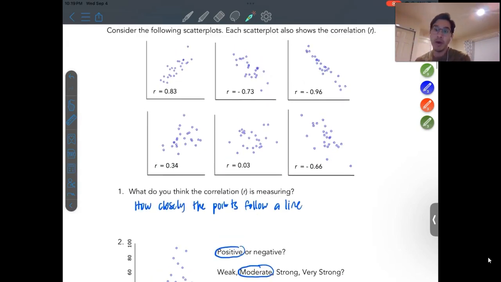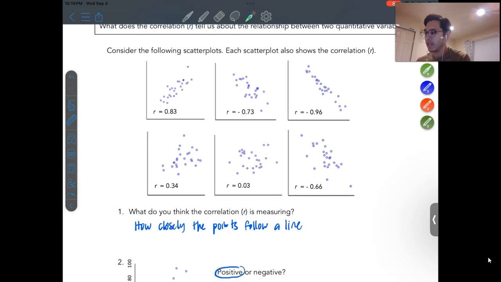So one thing your group might have come up with is the correlation is telling us how closely the points follow a line. You can see in this one here, the points fall pretty closely to a line, and the value here is pretty close to 1. Whereas this one is very random looking. It's hard to even tell whether the points are forming an upward trending line or a downward trending line. And you can see that the correlation value is close to 0.